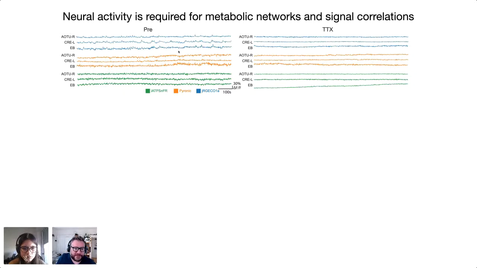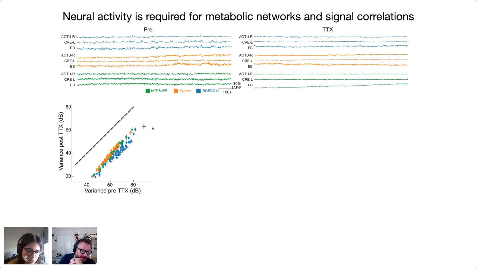And hopefully, as you can see here, in our GECO signal, our Pyronic signal, and our ATP sniffer signal, there is a reduction in the overall variance, essentially a flatline of these signals in these corresponding regions. And if we look at this more scientifically, it's very clear that the overall variance of your signal is quite reduced in all three of these sensors after you've applied tetrodotoxin. The unity line is here, and the signal across the brain regions is significantly reduced, although not zero.